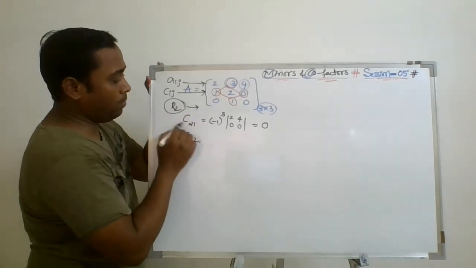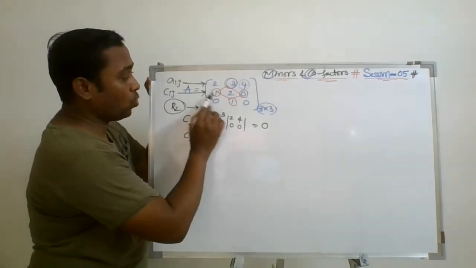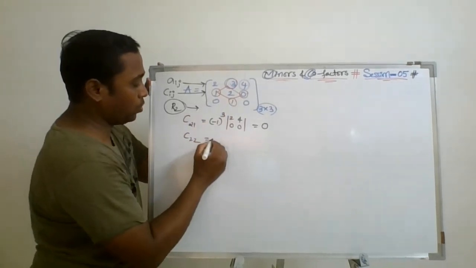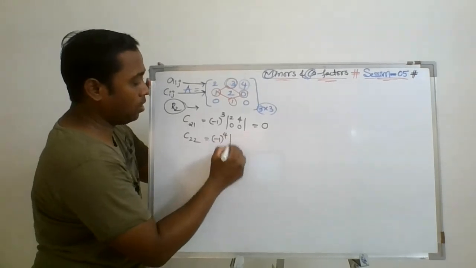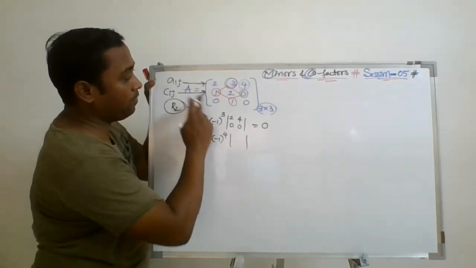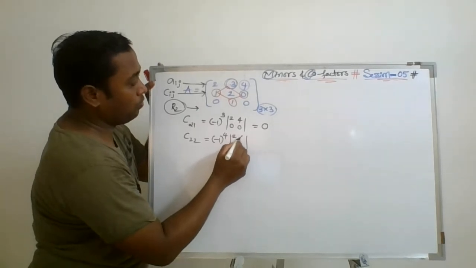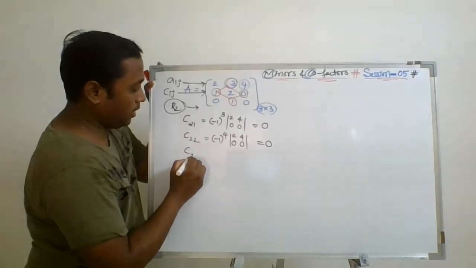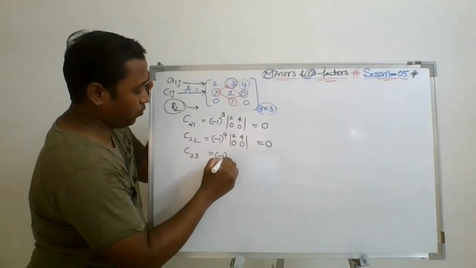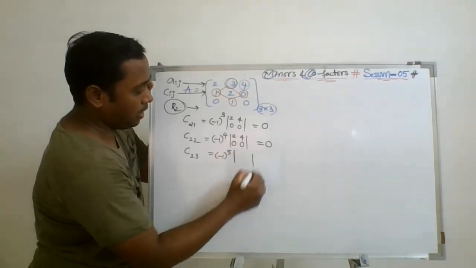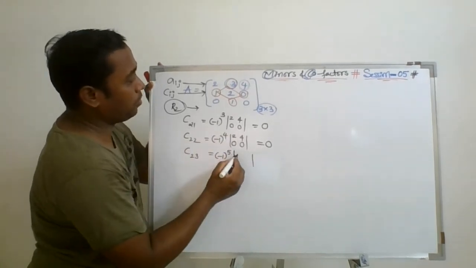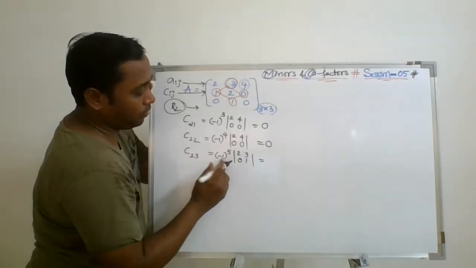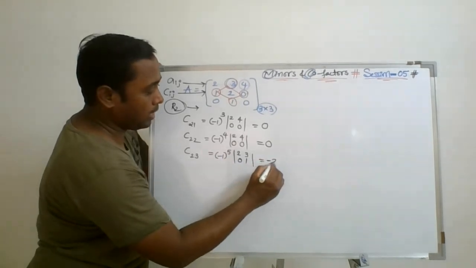I am finding the cofactors of the row 2 elements, so the cofactors of the row 2 elements will be C21, C22, C23. So C22 is minus 1 to the power of 4 into the determinant. What's the determinant after eliminating this? That is 2, 4, 0, 0. It could be again 0. And C23 is minus 1 to the power of 5 into the determinant by eliminating that particular row and column. 2, 3, 0, 1. So ultimately we are left with minus 1 into 2, minus 2.